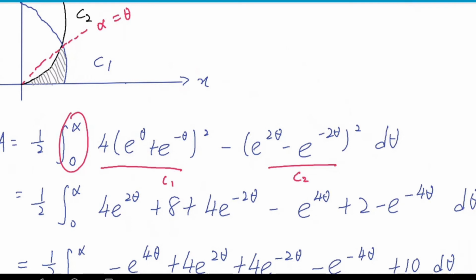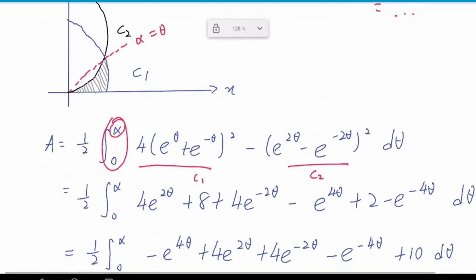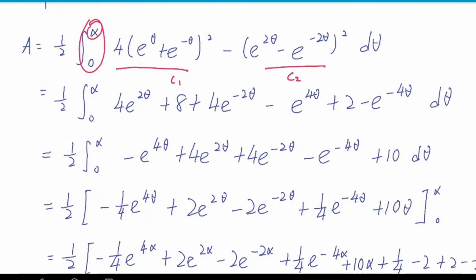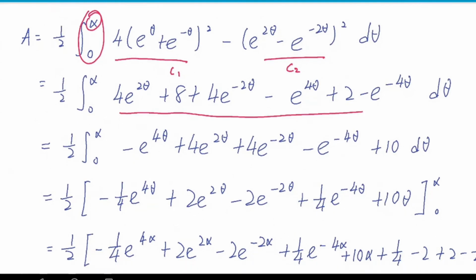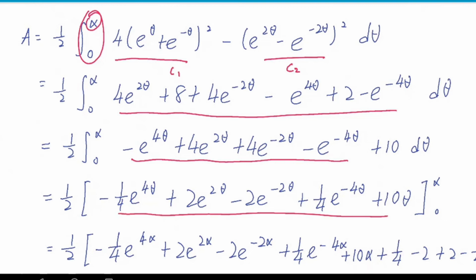So when you integrate, you don't use the numerical value of alpha first, because later on it is very difficult to simplify. Keep the alpha first, and we just see what it gives us at the end. In fact, it is not super difficult to do. Once we expand everything here, we get all the exponent terms, and we can integrate them.